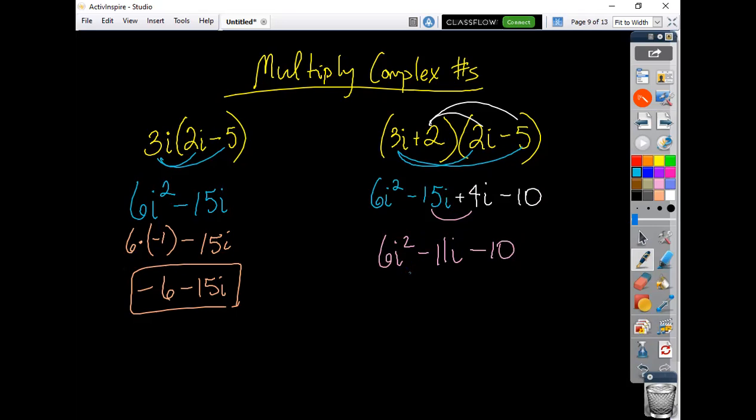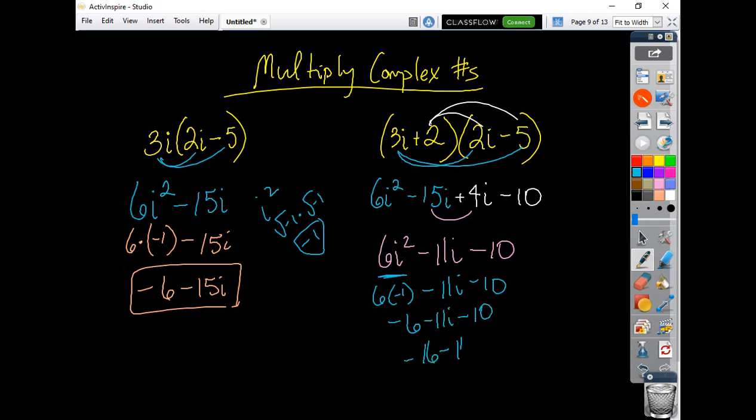I don't think so. What about this? i squared. So 6 times the negative 1. Remember, i squared was square root of negative 1 times square root of negative 1, which equaled negative 1, just in case you forgot how we got that. Minus your 11i minus 10. So that's negative 6, combined with that negative 10 makes a negative 16 minus 11i. Let's see, 40i. I don't think I made a mistake there, but let's see on the next one.